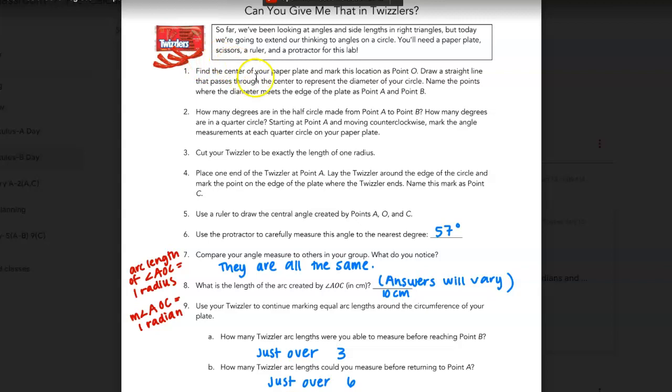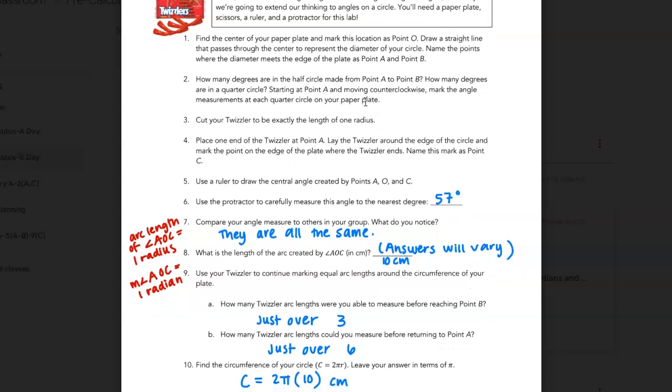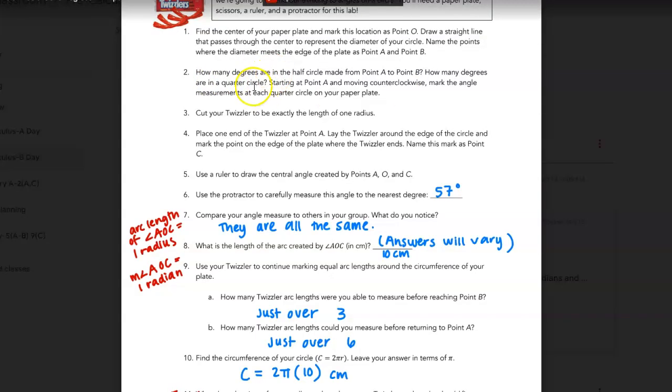So first, I'm going to explain this activity that we would have done in class. Basically, there was a paper with a circle on it, and you wanted to draw a line that passes through the center of the circle and then label the points on the diameter A and B on each edge of the diameter. So how many degrees are in the half circle from point A to point B? That would be 180 degrees to go halfway around the circle, and then 90 degrees to go around the quarter of a circle.